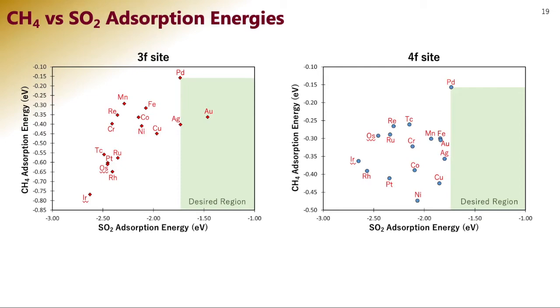However, it is noted that for both the palladium 3F and palladium 4F substitution cases, the adsorption energy of methane is stronger for all M transition metals compared to pure palladium oxide. Interestingly, the desired adsorption energies for CH4 and SO2 are achieved for the M equals gold case, where the gold atom substitutes the 3F palladium atom.